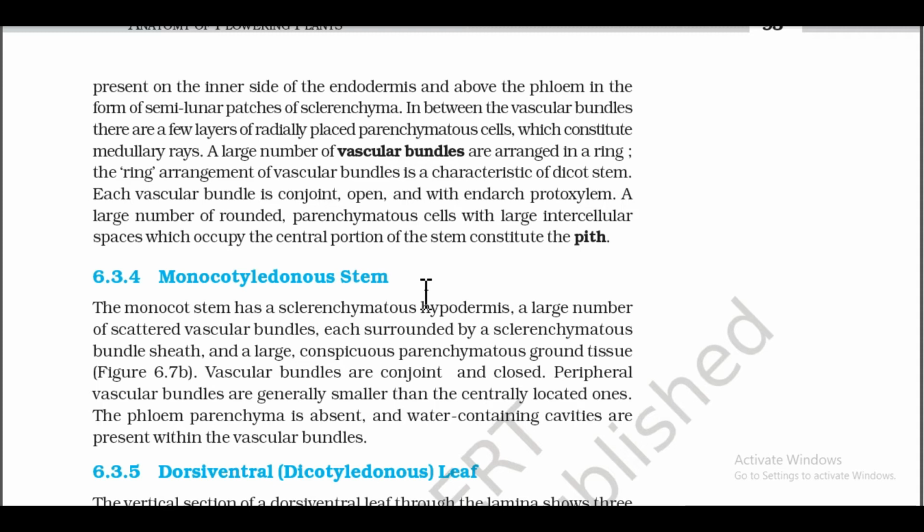semilunar patches of sclerenchyma. In between the vascular bundles, there are a few layers of radially placed parenchymatous cells, which constitute medullary rays. A large number of vascular bundles are arranged in a ring. The ring arrangement of vascular bundles is a characteristic of dicot stem. Each vascular bundle is conjoint, open and with endarch protoxylem. A large number of rounded parenchymatous cells with large intercellular spaces which occupy the central portion of the stem constitute the pith.